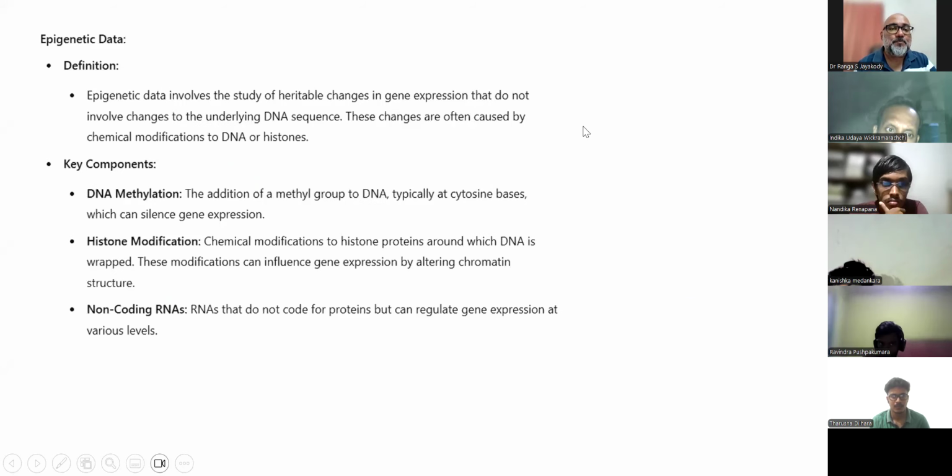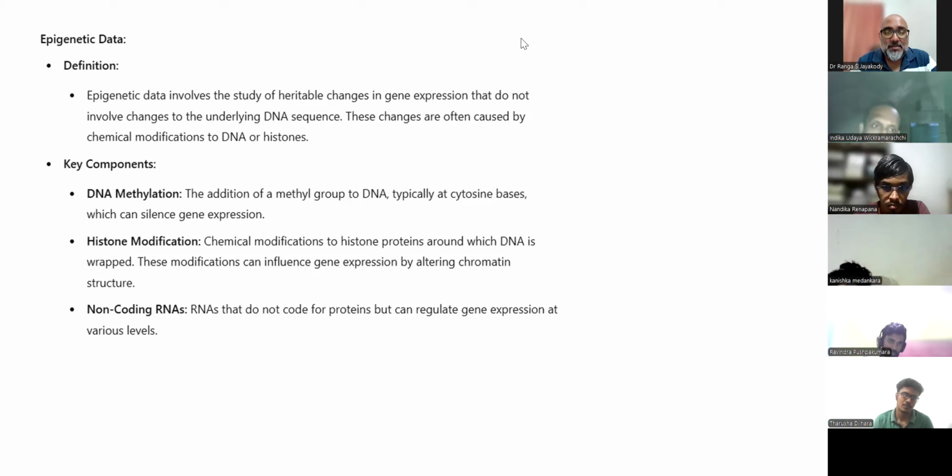And then finally the epigenetic data. Epigenetic means outside the genes, outside the genetics. So in the past we used to think that we are our genes, right? So everything that we do, how we look like and all that is determined by our genetics. Is that true?